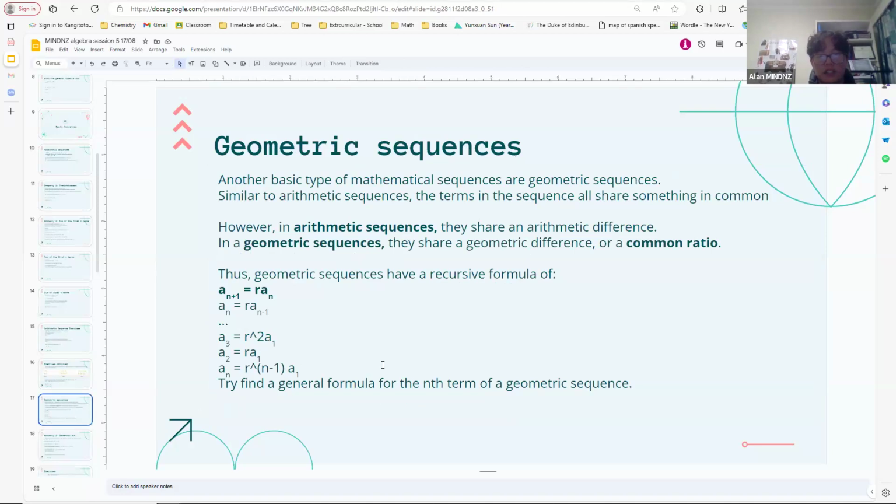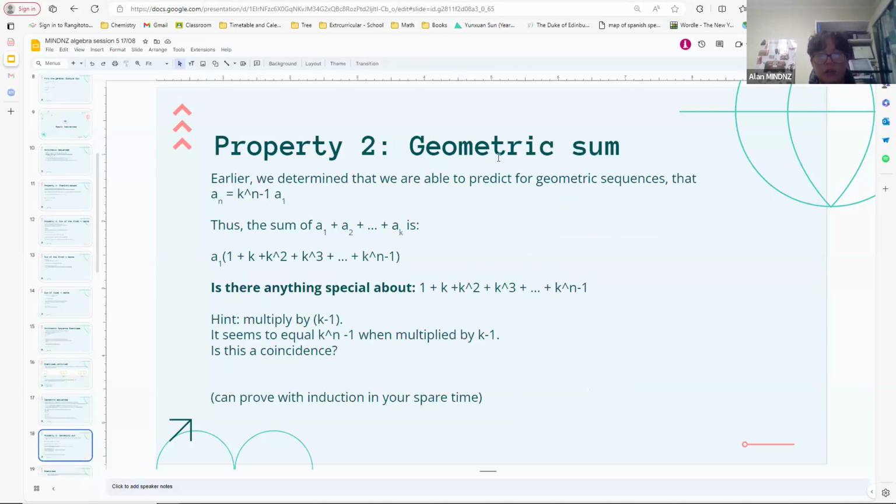So that was predictiveness. And now we'll find the geometric sum. Chris will explain it.